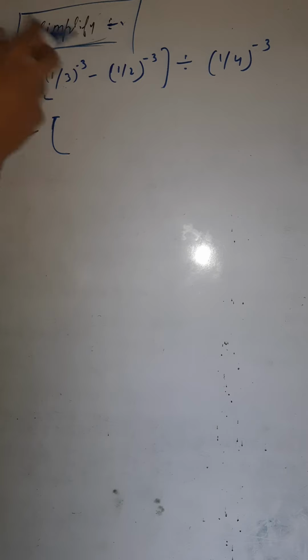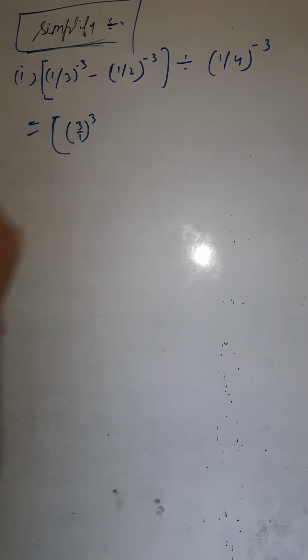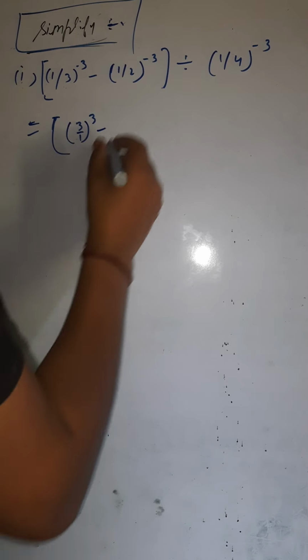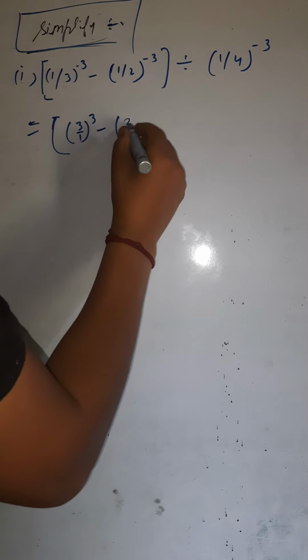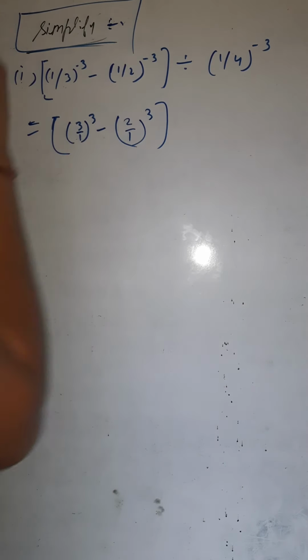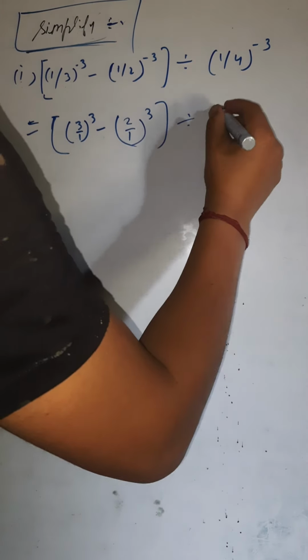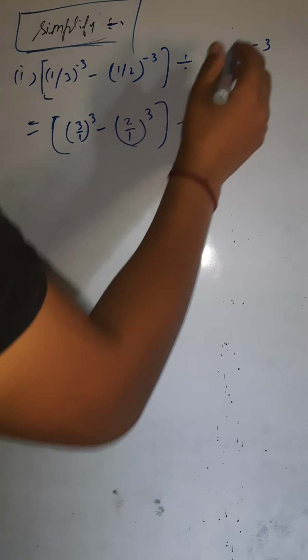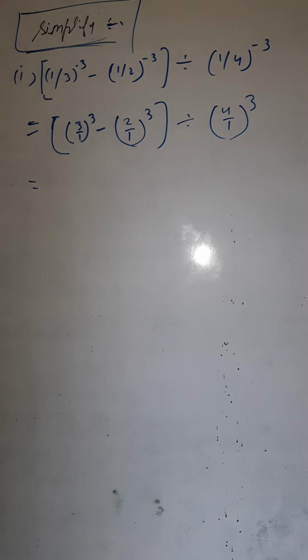It is (1/3)^-3, so we can write it as (3/1)^3. Similarly, the next one can be written as (2/1)^3. Now we have changed the exponents into positive ones. Then this has to be divided by, again I change this into the positive one, so I can write this as (4/1)^3. Now you can do this.